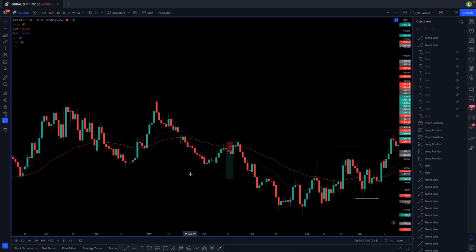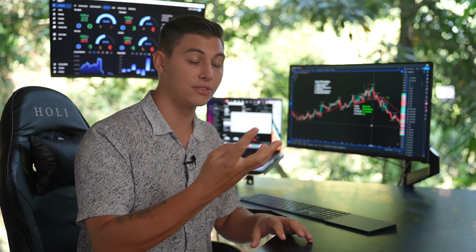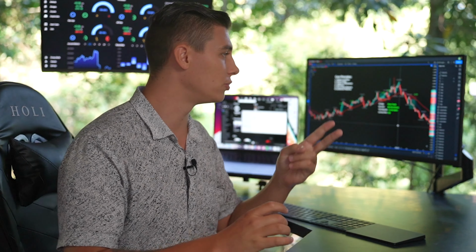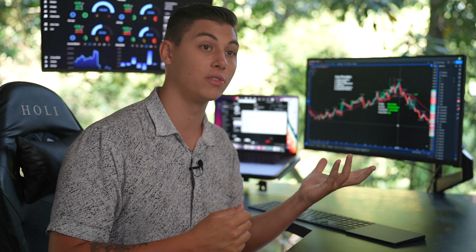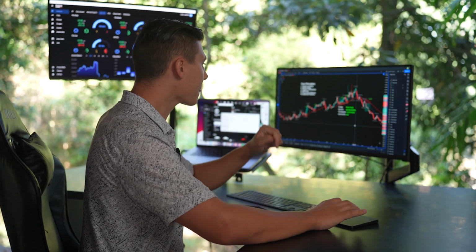So the strategy, execution, time required, and currency pairs, right? I've just filled in some metrics here. The strategy is what we call Power Trends. That's the name of this strategy. It's one strategy. Currently there are 8 strategies. There are 4 institutional grade day trading strategies, which we have. There are 2 beginner day trading strategies and 2 beginner swing trading strategies, which is what we've got here. So this is one of 2. It's a pretty simple, straightforward swing trading strategy called Power Trends.